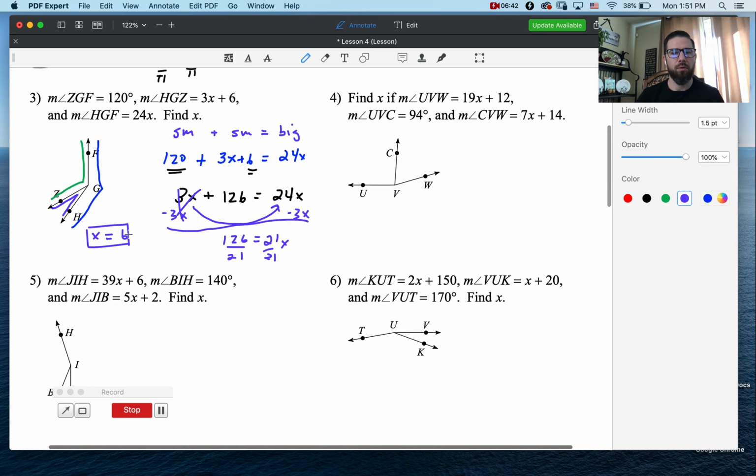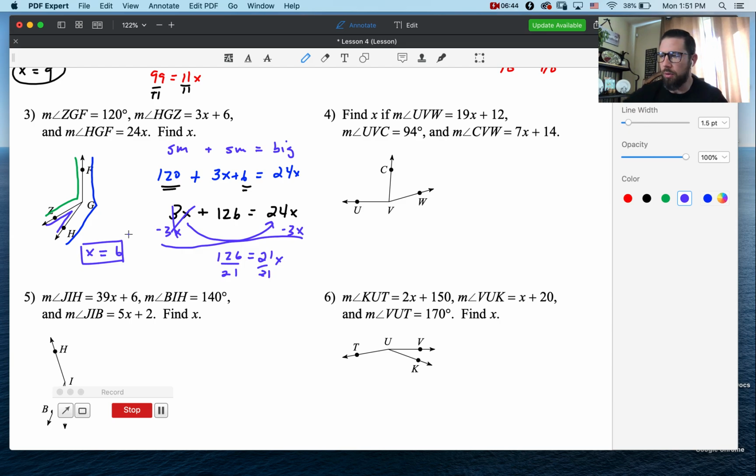Okay? Hopefully it makes sense. We just keep coming back to that small plus small equals big concept. That's the angle addition postulate in my own words.